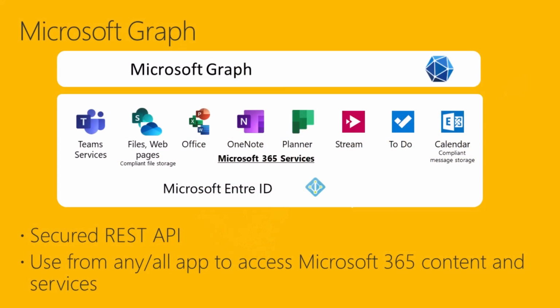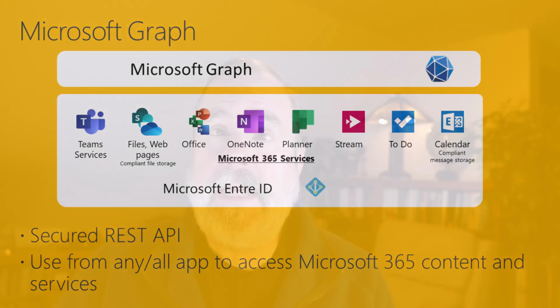The other thing you'll want to learn about is the Microsoft Graph. This is the main API. It's a RESTful API, it's secured, and it unlocks all of the data inside of Microsoft 365. Everything from the user directory to Teams messages to files in SharePoint and OneDrive. And you'll use the Microsoft Graph from inside of any of these applications to get at the data inside of Microsoft 365.